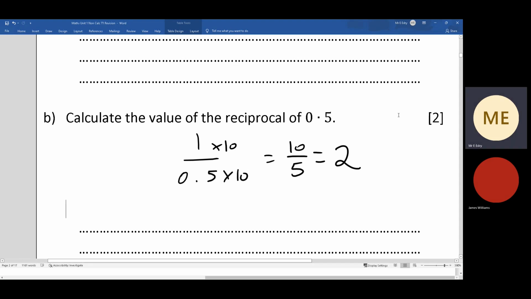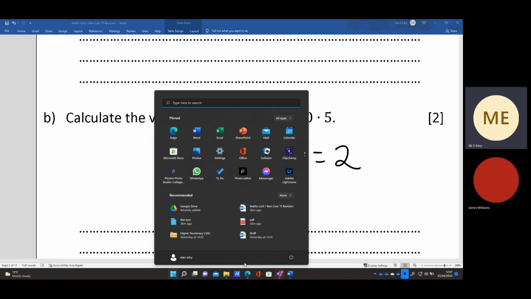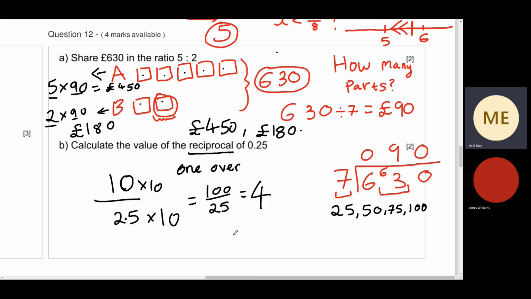Okay, so you get 1 mark for doing the 10 over 5, like you've done, but then you've got to do the 5 into the 10. Is that okay? Brilliant, well done there, okay? Right, so let's move on.